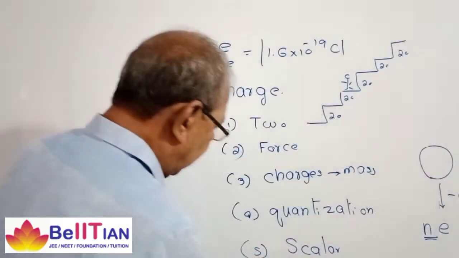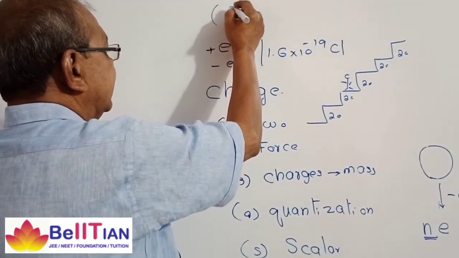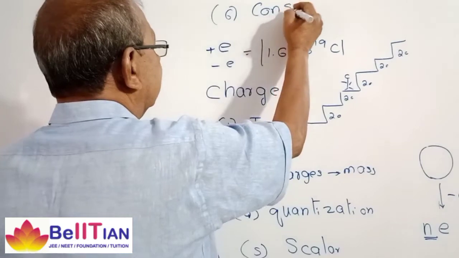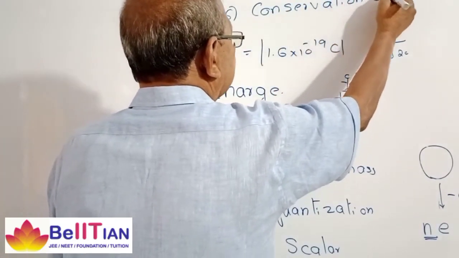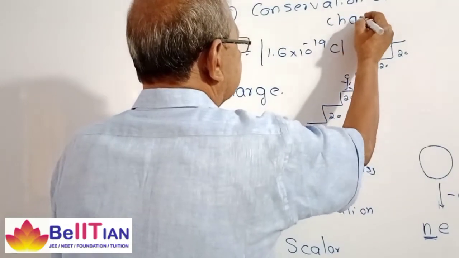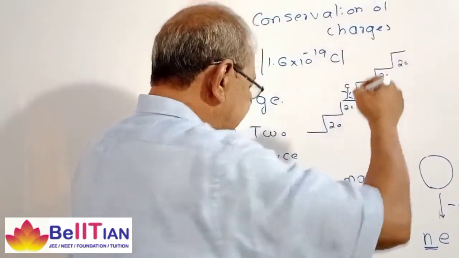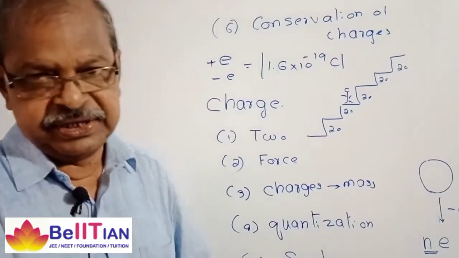That is the last property. The last property is regarding conservation of charges. The total charge in this universe remains a constant.